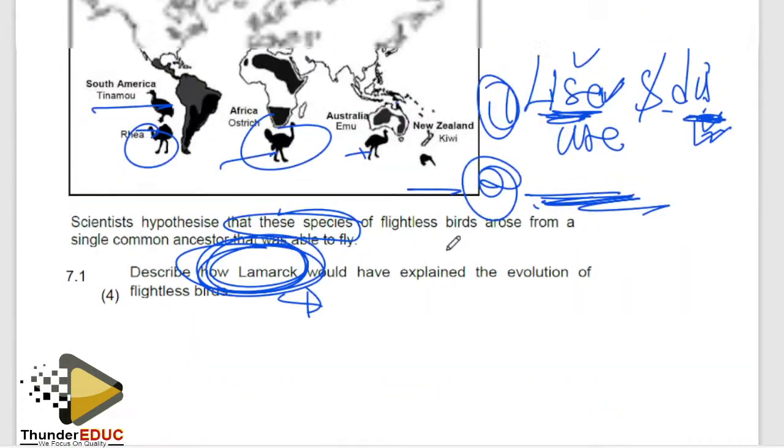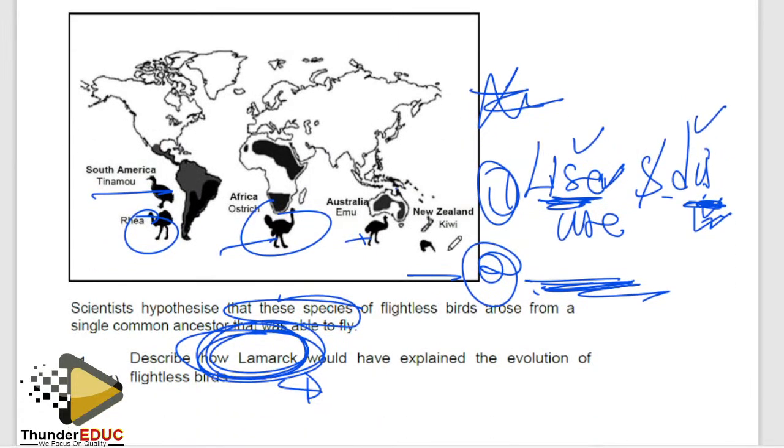Organisms don't evolve because they want to evolve. But now you have to tell us. In this case, you tell us that the flightless birds did not evolve because they want to evolve. You see, you are linking the question to what you know.